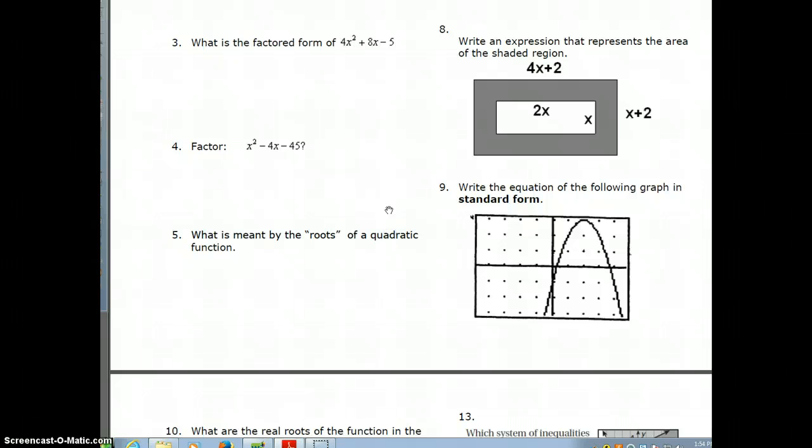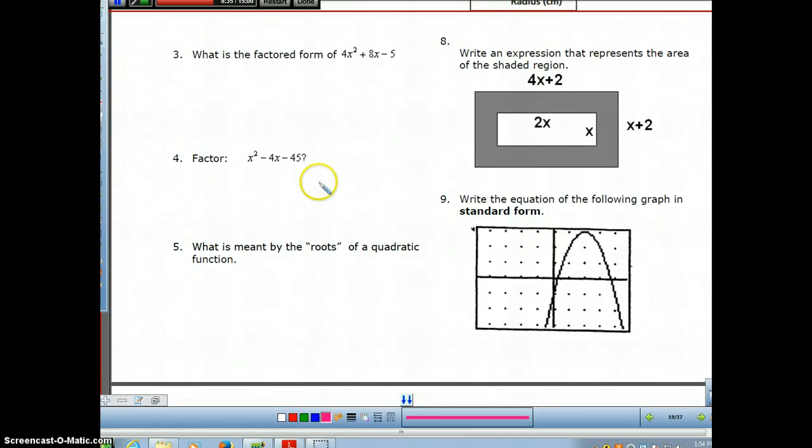All right, let's do number 4. It says x squared minus 4x minus 45. I definitely think we should use the T method here. What do you think? All right, T method. We've got negative 45. Factors of negative 45. What's going to work? Negative 9 and positive 5 is going to give us a negative 4. So that's what we want.